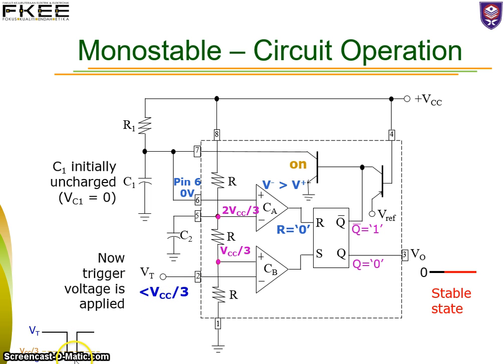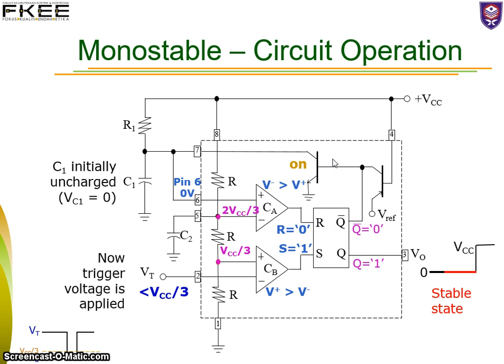Okay, indicated by this waveform, we have V plus greater than V minus. 1/3 of VCC is greater than the trigger voltage. So set will receive a logic 1. When set is 1 and reset is 0, your output here will be changed to 1. You have a 1 output here, and Q bar will be 0.